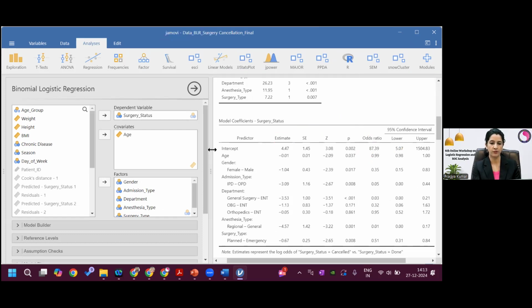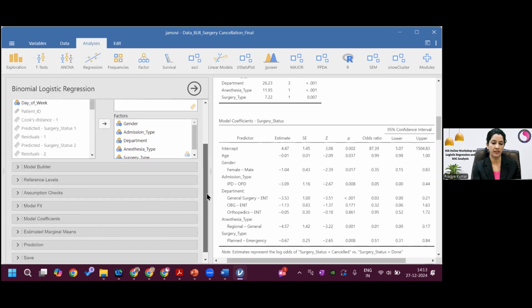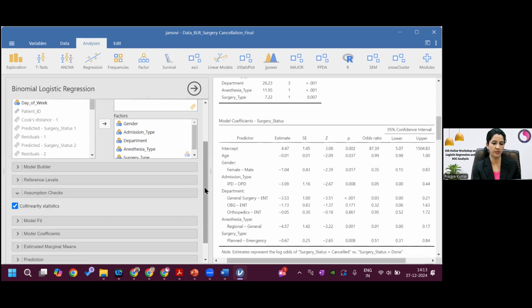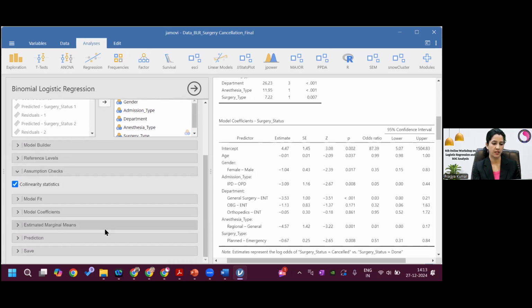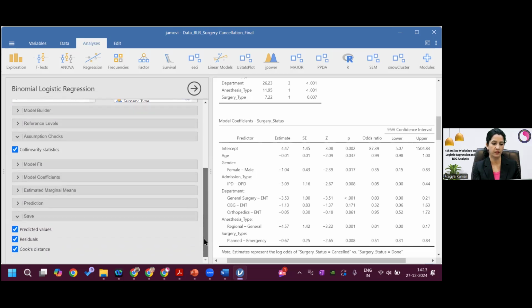We have also seen the various assumptions. We checked the collinearity diagnostics, and we checked the residual values, predicted values and the Cook's distance. These three we have seen in the data set, and Cook's distance should be less than 1, and all the values were less than 1.